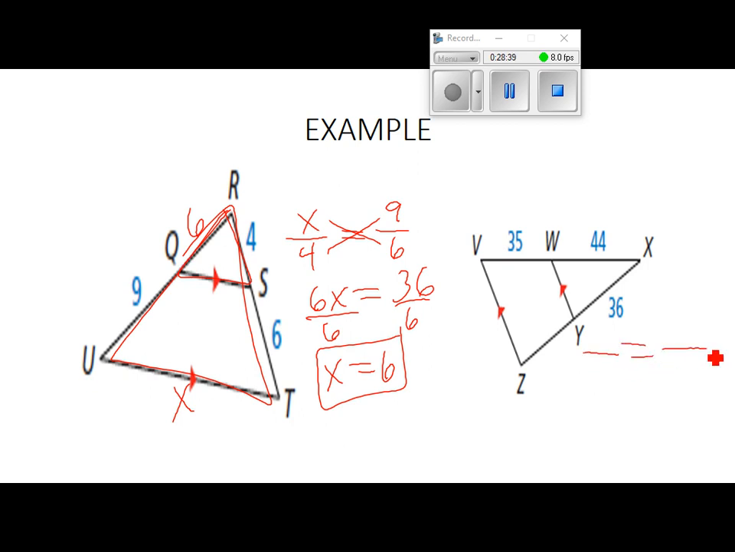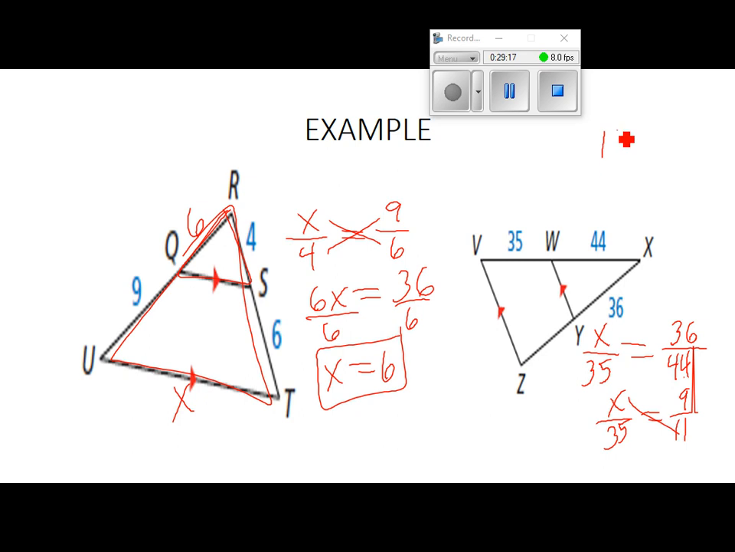Next one. Match up stuff in this one for me. X is to 35. X to 35. Is what? 36 to 44. Now, I don't know what these are off the top of my head, cross multiplying and stuff here, so before we do that, grab your calculator and do this. Will 36 over 44 reduce? Yeah, 9 over 11. So we could put 9 over 11, x over 35. Does that make the multiplying and the dividing a little easier?